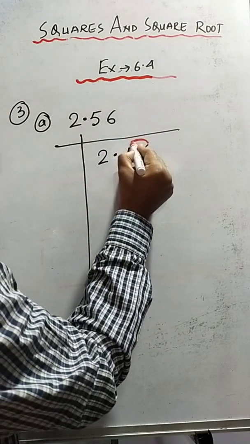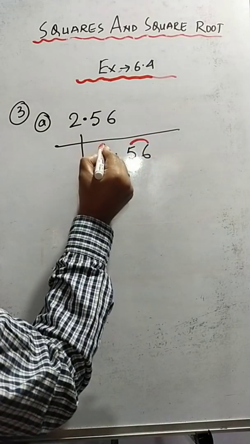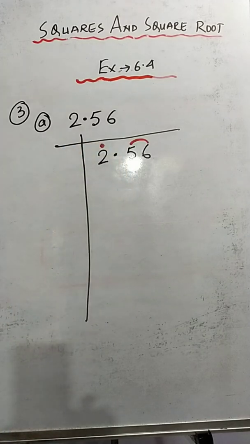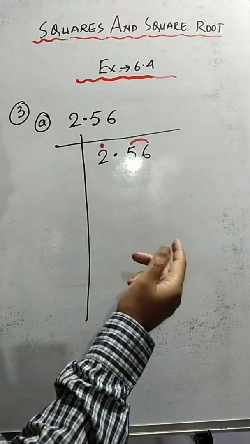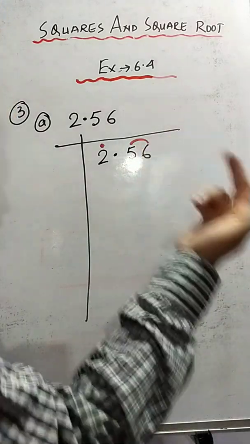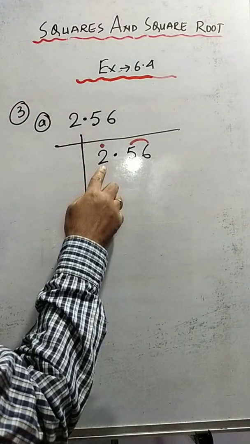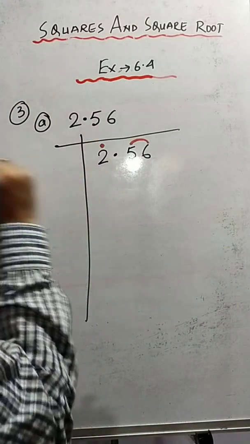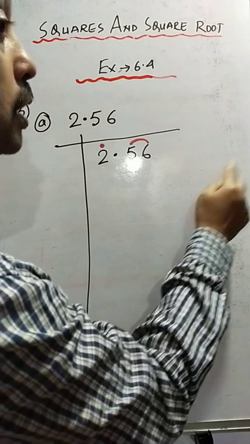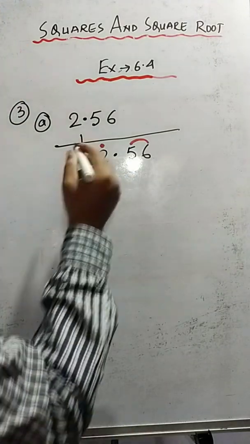So this is the first pairing. This number is not in a pair, so we'll put one dot at the top of the number. Now what is the table? I hope everyone remembers: 1 1s are 1, 2 2s are 4, 3 3s are 9, 4 4s are 16. We have to see the closest number to 2. So 1 1s are 1, 2 2s are 4. 4 is a greater number, so we'll first use the number 1.